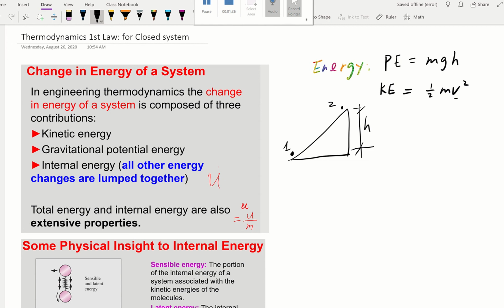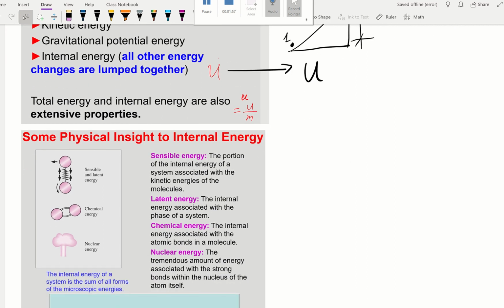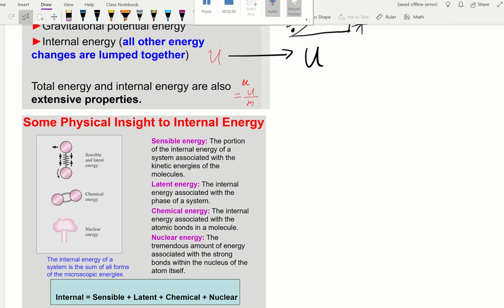And that's pretty much the energy used for a mechanical system. But there's another type of energy in thermodynamics called internal energy. Internal energy we denote with the letter U, okay? So it's all other energy together. Now let's look at what makes up the internal energy. It's microscopic because it's related to the molecules. Internal energy of a system is the sum of all those forms of microscopic energy. For example, sensible energy is the portion of the internal energy of a system associated with the kinetic energy of the molecules.